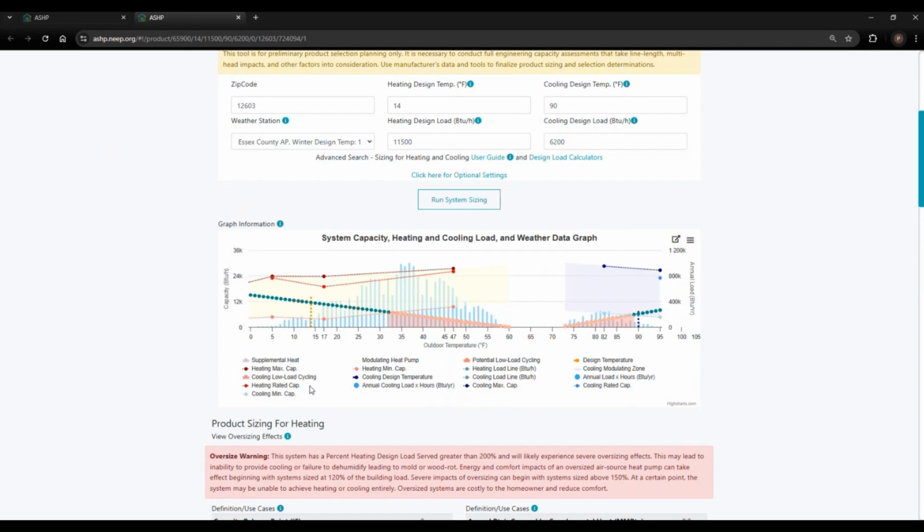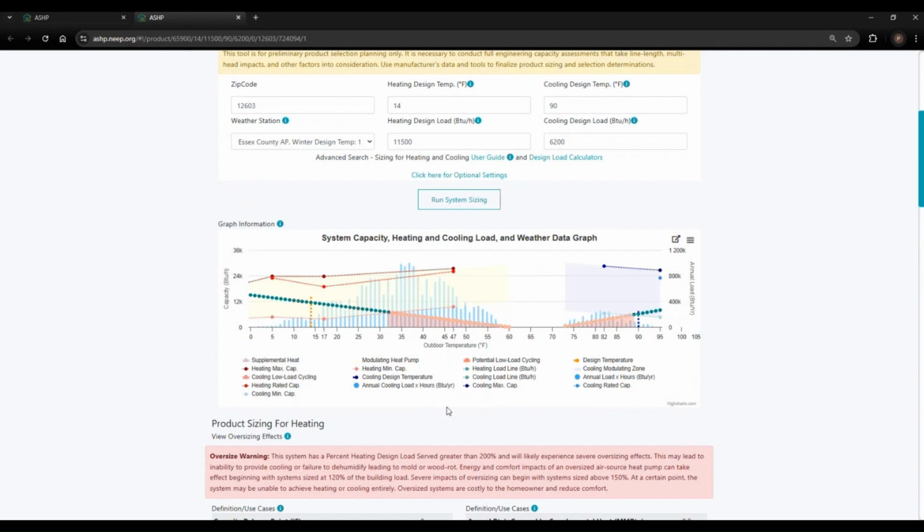If we look at the cooling, we can see that the cooling low load cycling zone encapsulates almost all of the cooling annual load times hours. This means that for a majority of the cooling season, this heat pump may cycle on and off. A heat pump or air conditioner with short run times may not dehumidify as well as a piece of equipment with longer run times. It is important to analyze both heating and cooling minimum capacities as well as the latent capacity removal of this heat pump.